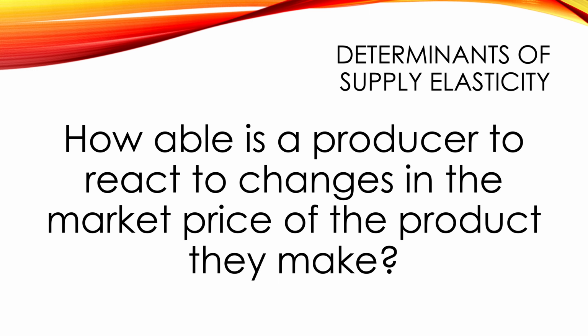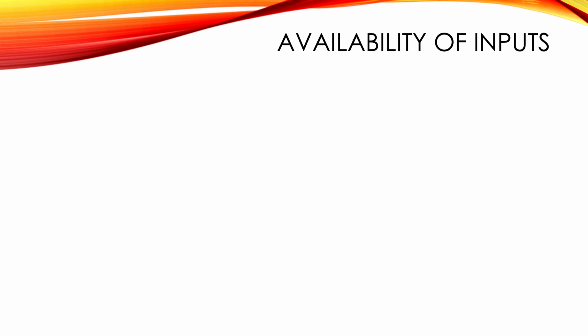It's not so much a question of what they want to do for price elasticity of supply. It's more a question of what can they do? What factor allows them to increase or decrease their quantity supplied at will? So, the first thing is availability of inputs. Every product that gets produced uses factors, inputs, to get made.